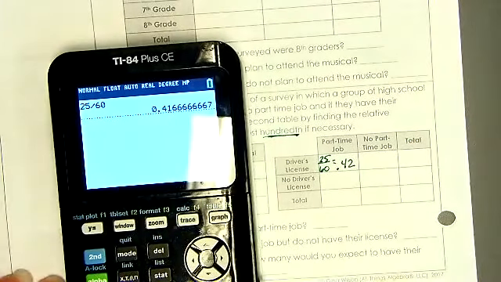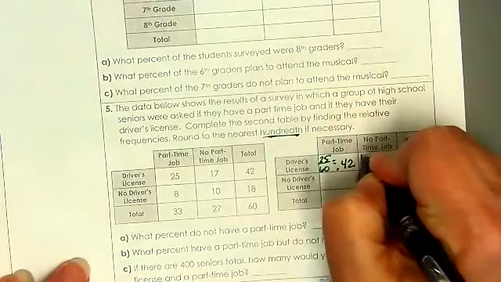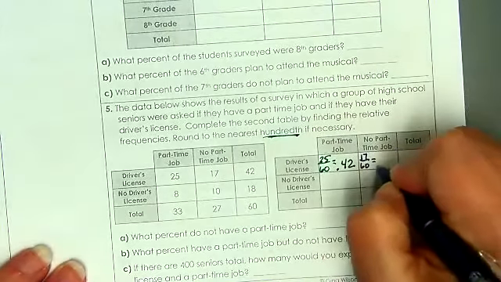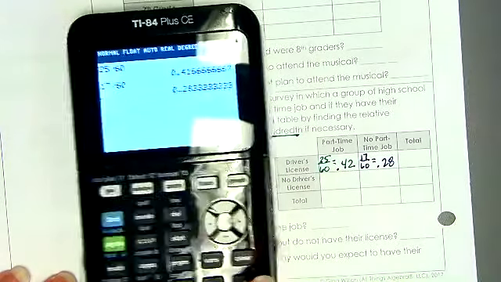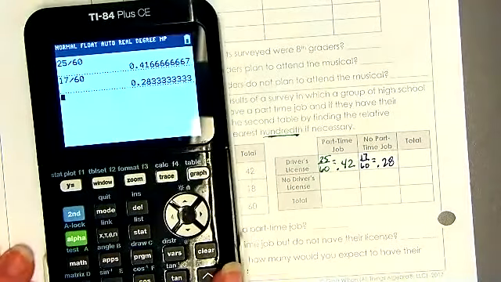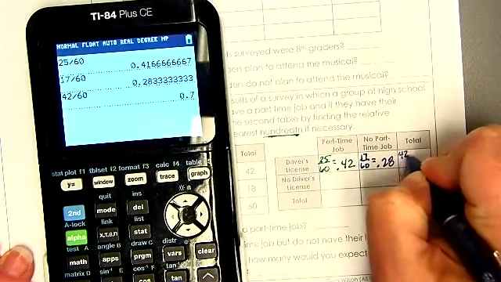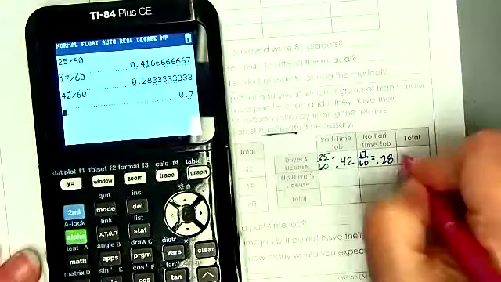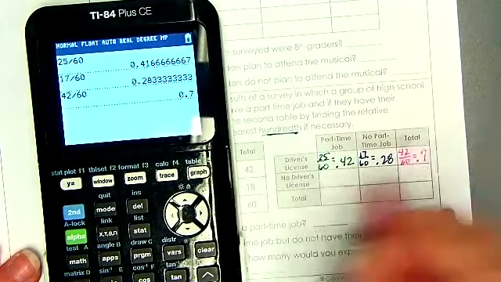Okay, here we go. Next one. We have to do this for each category. So we do 17 divided by 60. And yes, you see how I'm writing what I'm dividing inside of here. And we get 0.28 because I come over here, 17 divided by 60 gives me 0.28 with the 3 repeating behind it, and I round to the nearest hundredths. Okay, so now I do 42 divided by 60, and that gives me 0.7.